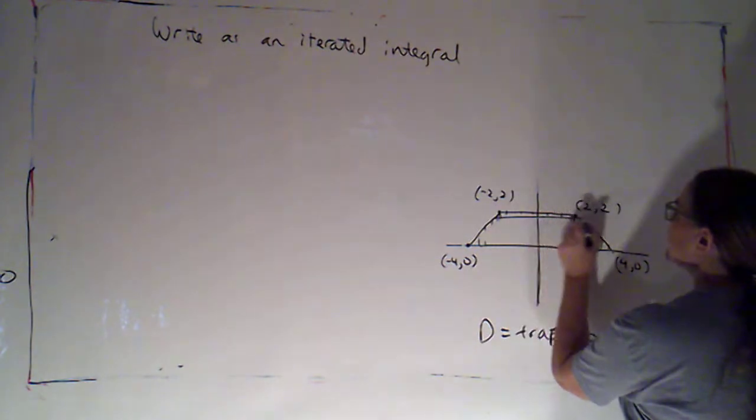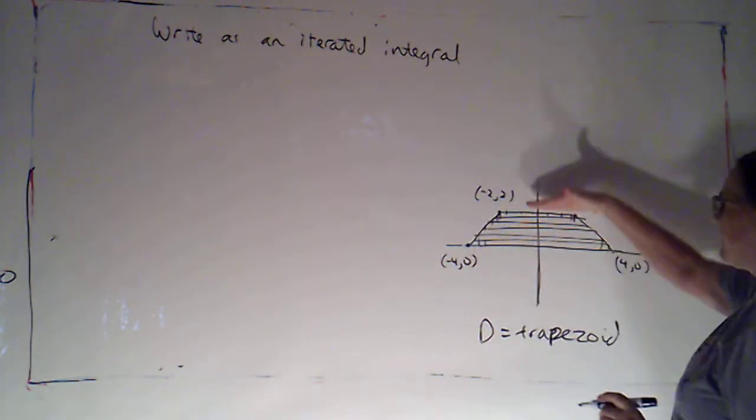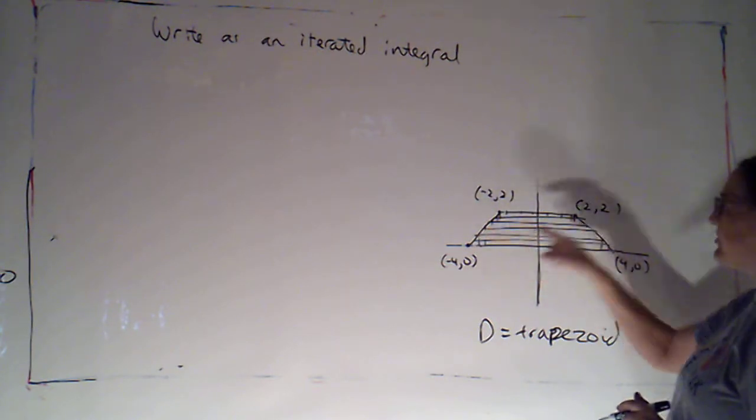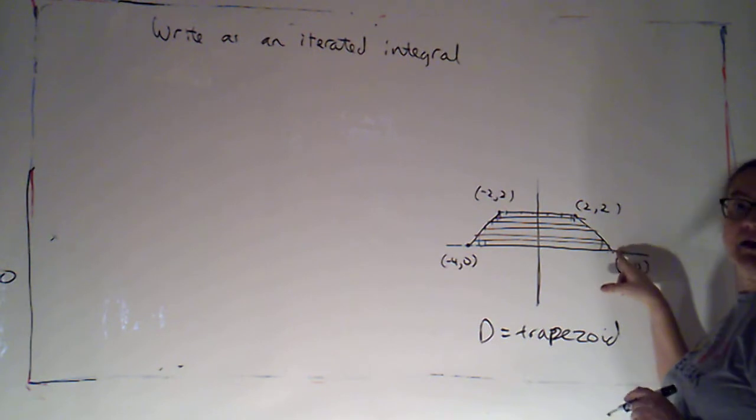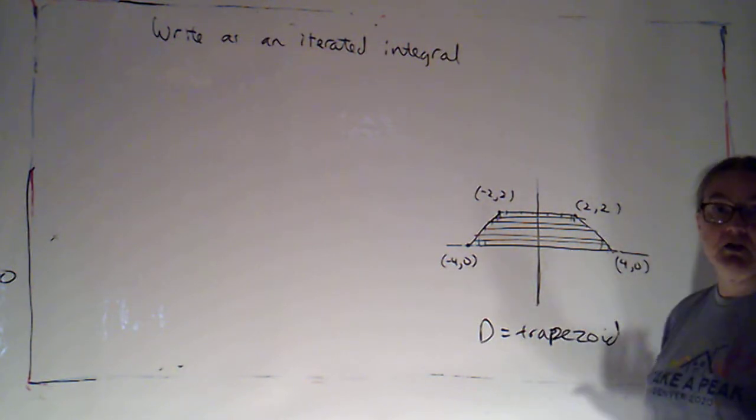Notice if I were to slice things horizontally instead, the bottom and the top are fixed, and that one line is my left boundary, and that one line is my right boundary. So here's a great example where I really want to set this up as a type 2 region.